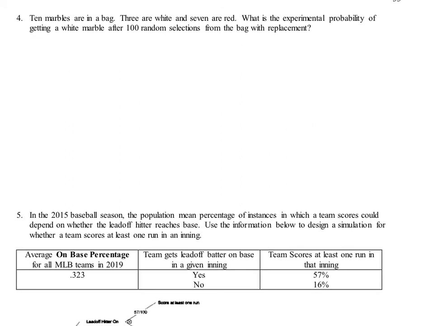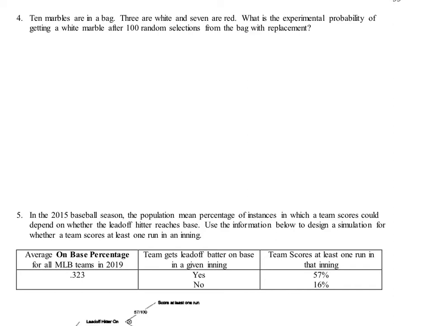All right. So this has been really addressed in the previous question, but you can see the parameters have been changed a little bit. So 10 marbles are placed in a bag, 3 are white and 7 are red. What's the experimental probability of getting a white marble after 100, specifically 100 random selections from the bag with replacement? All right. So a key term here is the with replacement.